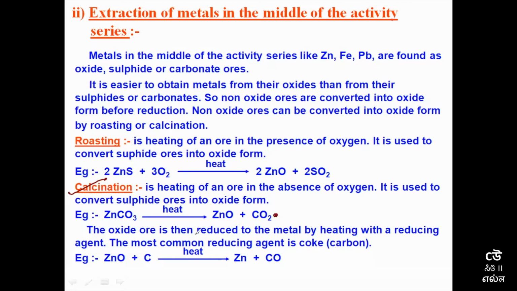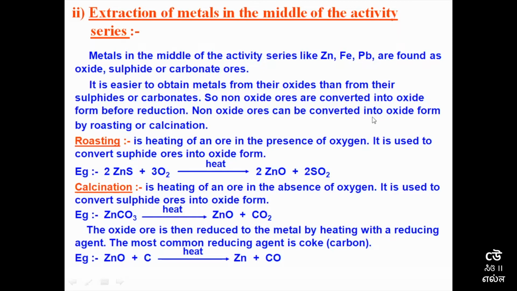So the oxide ore is then reduced to the metal by heating with a reducing agent. And the most commonly used reducing agent is coke, which is carbon. So zinc oxide, when it combines with carbon, both are heated over here, and as the product we get the metal, which is zinc, and carbon monoxide gas. So that is how we can extract metals which are there in the middle of the activity series. And the processes that we use in order to get the metal out of ores are roasting in case of sulfide ore and calcination in case of carbonate ore.